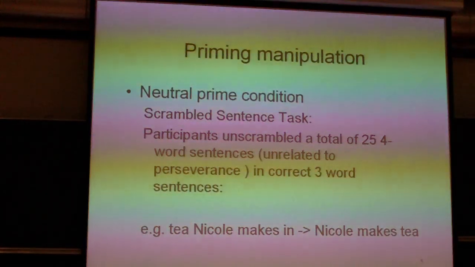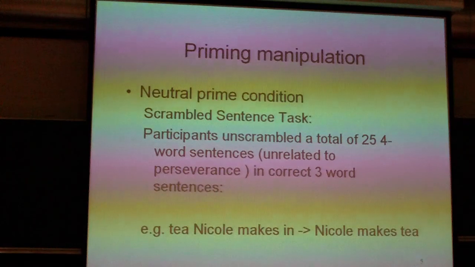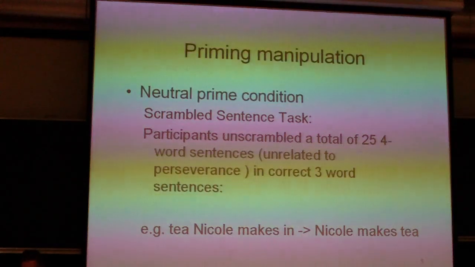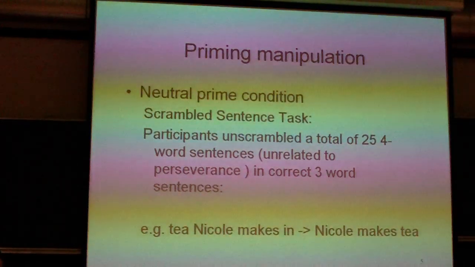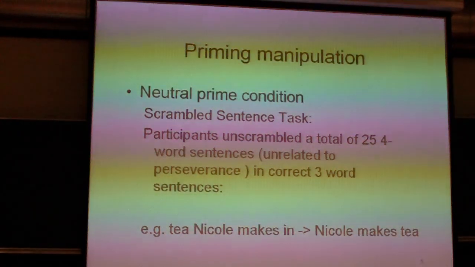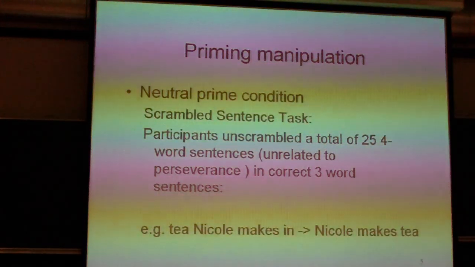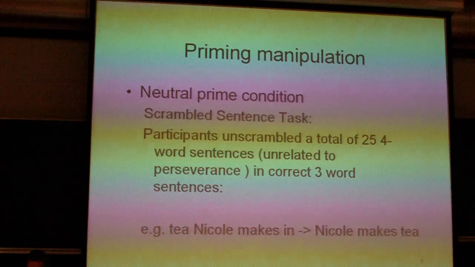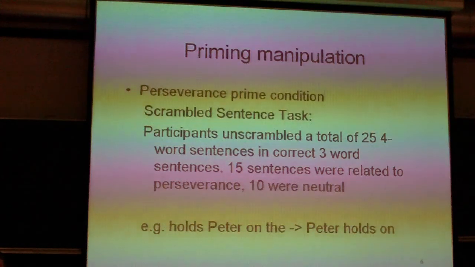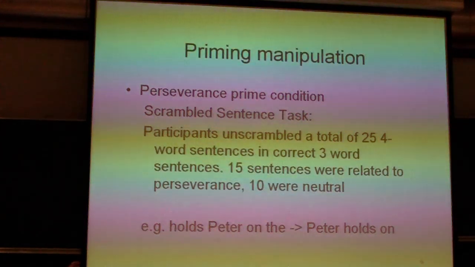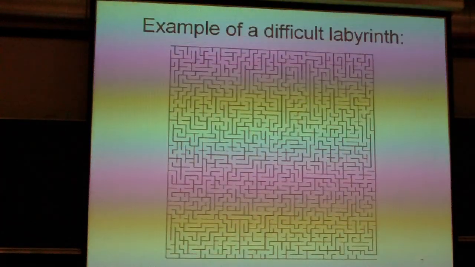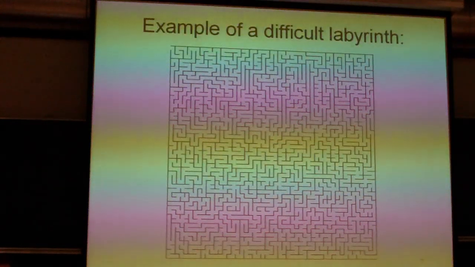So these were the scrambled sentence tasks. All participants received a total of 25 4-word sentences, which they had to convert into correct 3-word sentences. In the neutral prime conditions, these were sentences like "tea Nicole makes in", which should be converted to "Nicole makes tea". And then in the perseverance prime condition, we had sentences like "holds Peter on thee", which could be converted into "Peter holds on".